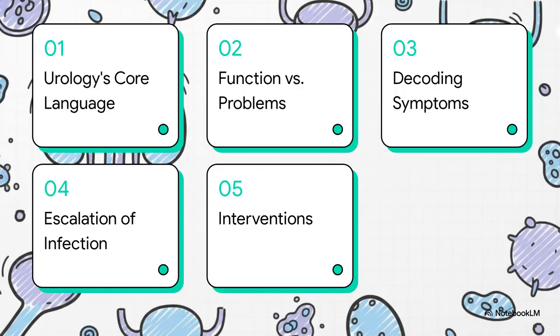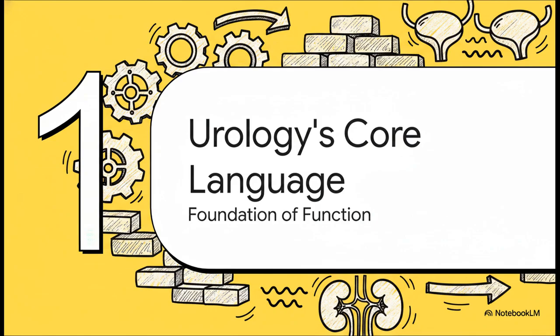Okay, so here's our game plan. First, we'll nail down the core language. Then, we'll look at what happens when things kind of go sideways. We're going to decode symptoms, follow an infection from start to finish, and wrap up with the interventions you'll actually see out there. It's a super logical path from the basics to the more complex stuff. All right, let's get started.